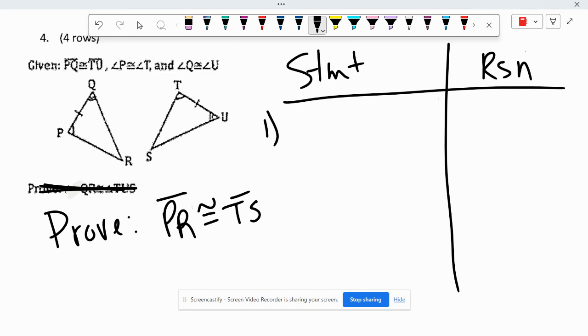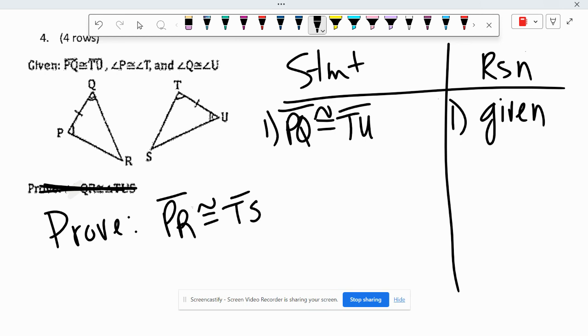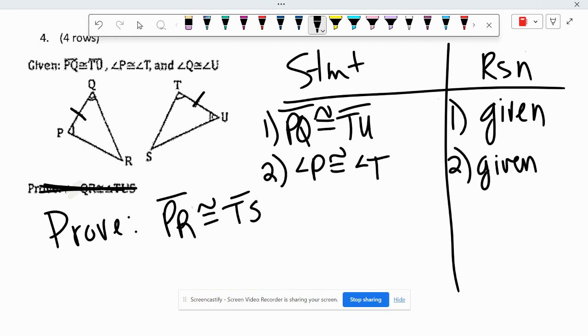So the first thing I'm going to say is that segment PQ is congruent to segment TU. Given. And it's already marked for us. Do you guys see that? PQ is congruent to TU. The next thing that I'm going to say is that angle P is congruent to angle T. That is also given. The next thing that I'm going to say is angle Q is congruent to angle U. Given. How in the heck am I going to show that those 2 segments are congruent to each other?